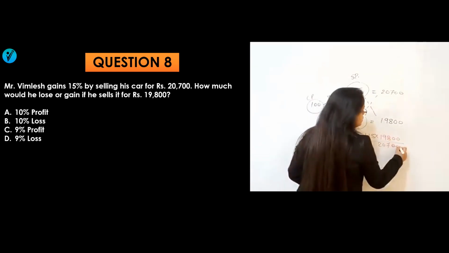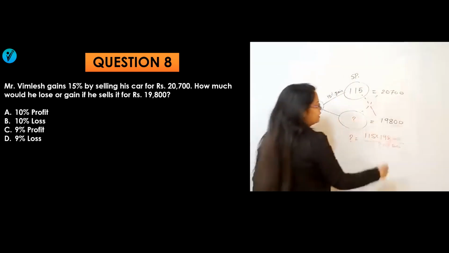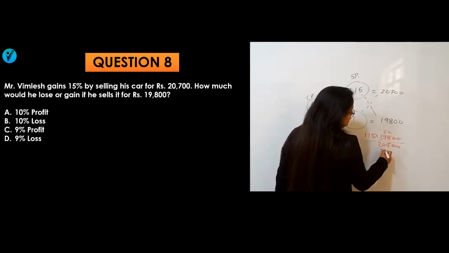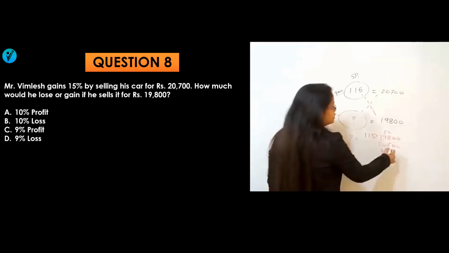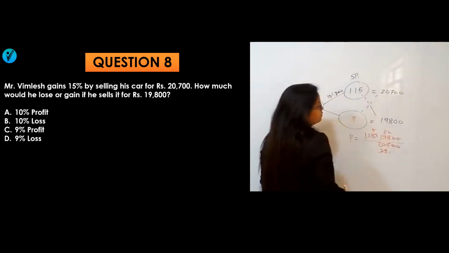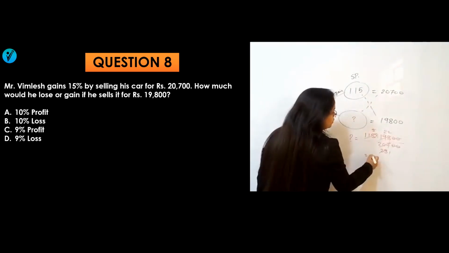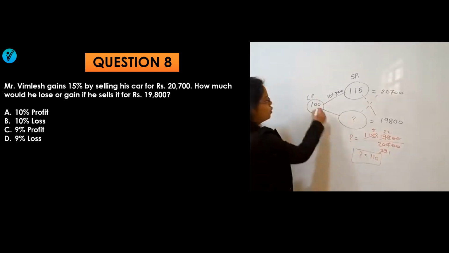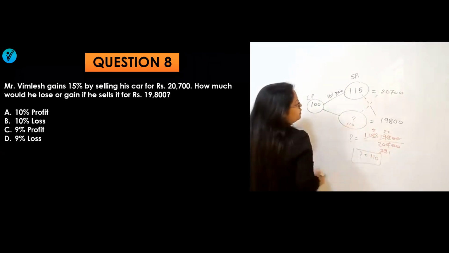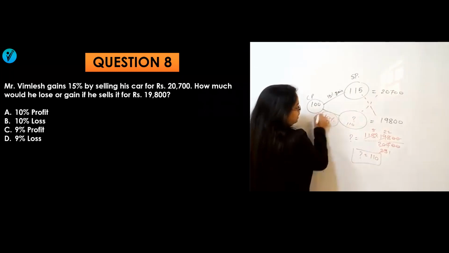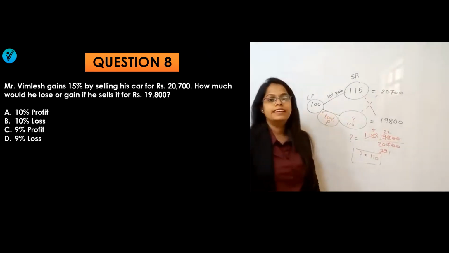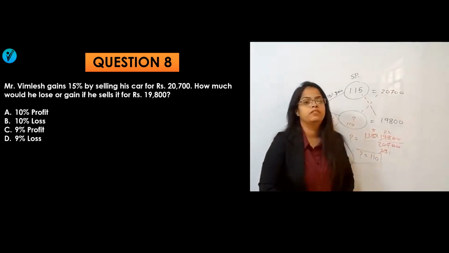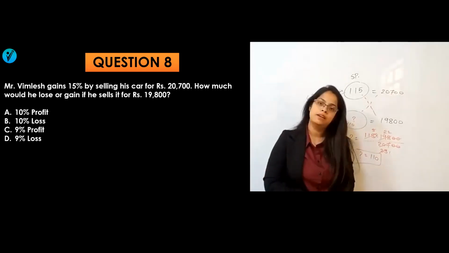So if we cancel out these two zeros, 9 twos are 18, 9 threes are 27, and this one will be 23 fives are 115. So 22 into 5 will be equal to what? 110 will be my selling price. If my cost price is 100 and selling price is 110, that means that person gets 10% profit. So your answer will be option number B, 10% profit.